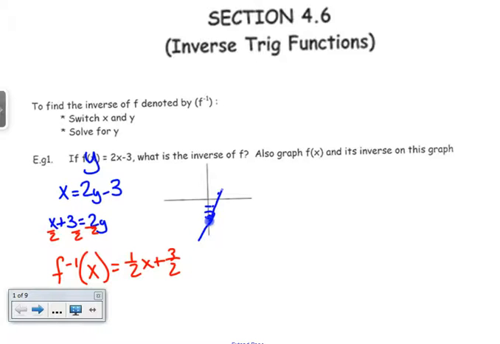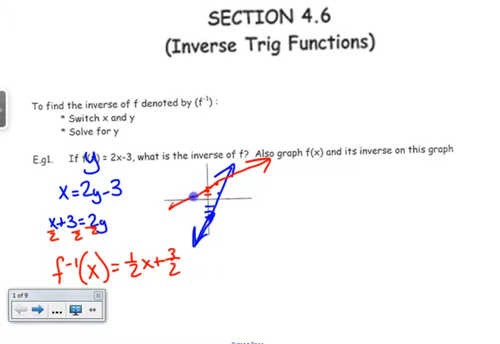Oh, geez. That's not good. Pretend. My inverse function starts at up 3 halves, which is up 1.5, by the way. So like, I don't know, right here maybe. And your slope goes up 1 right 2 too.